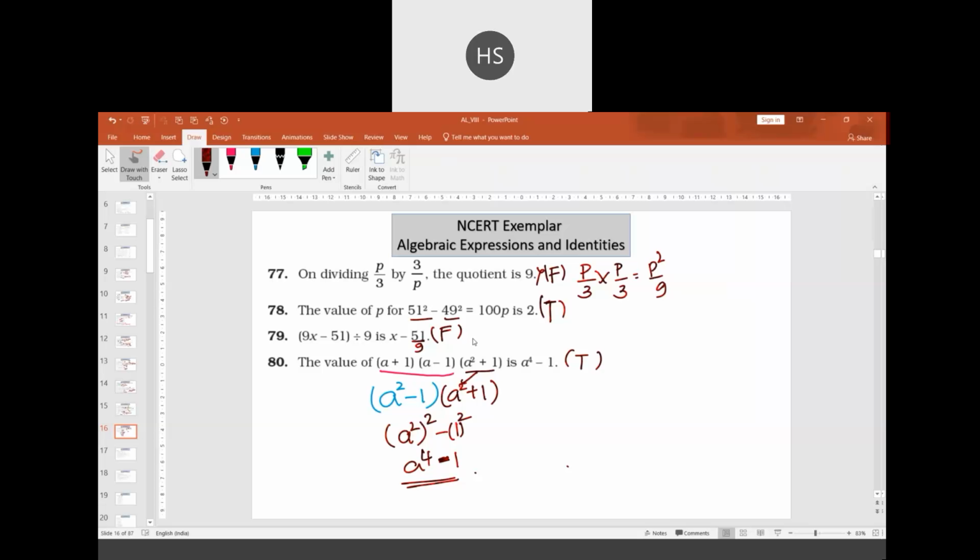78 is not understood? Yes, sir. I'll read the value of it again. Positive. Look at only the left hand side. In the left hand side, it is something like A square minus B square, which is A plus B into A minus B. So 51 square minus 49 square is 51 plus 49 into 51 minus 49, that is 100 into 2.